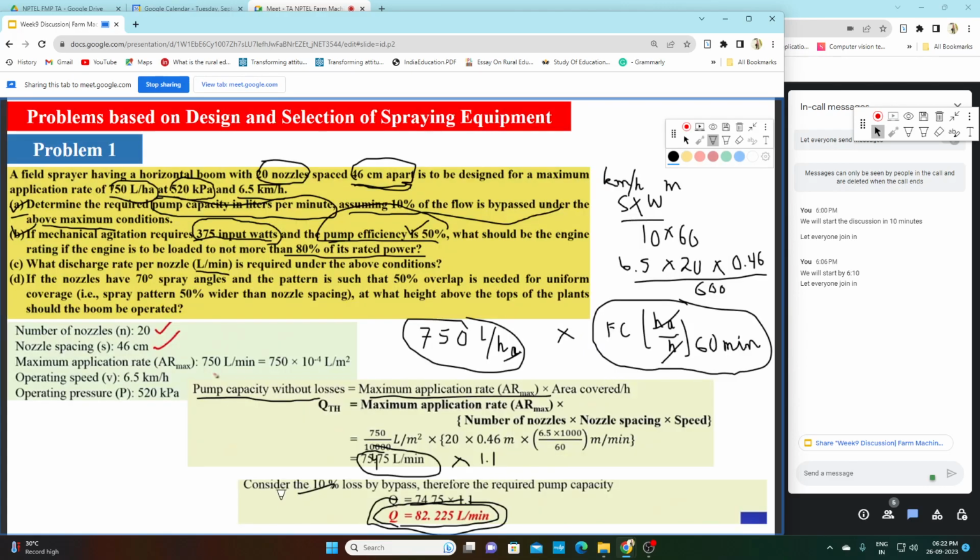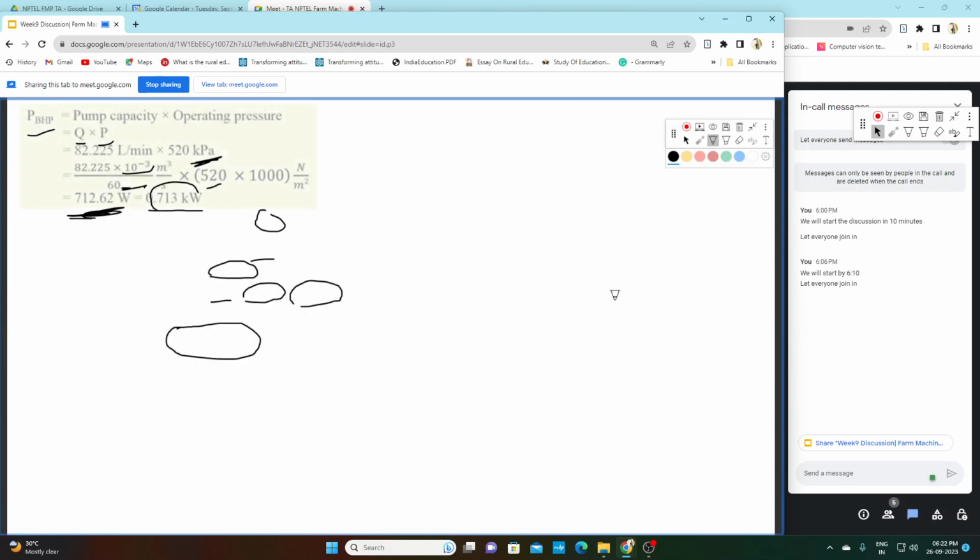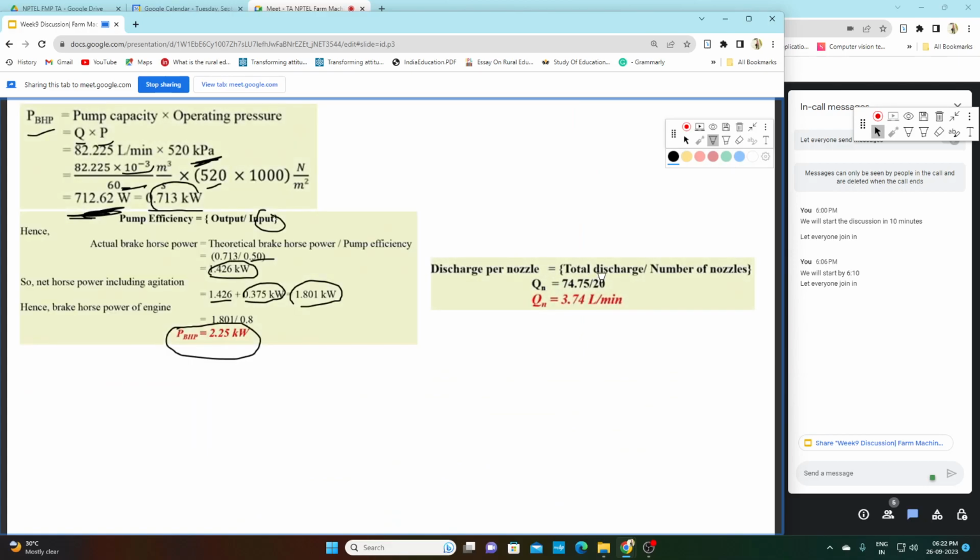In this question, the loss is not considered when we are calculating the nozzle flow rate. So this 74.75 liters is considered, without loss. So without loss, discharge divided by the total number of nozzles, which in this question is 20 nozzles, gives us the discharge per nozzle.